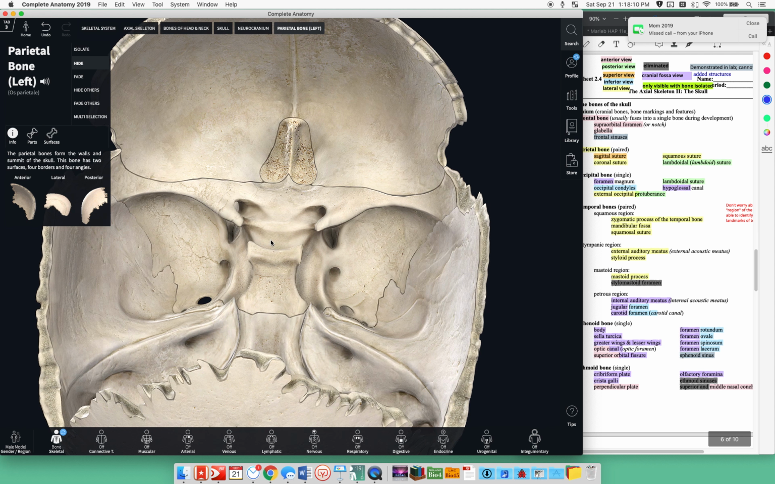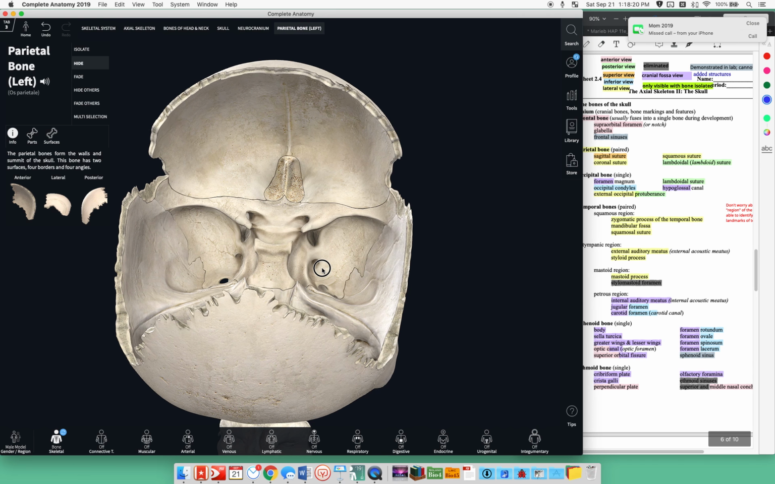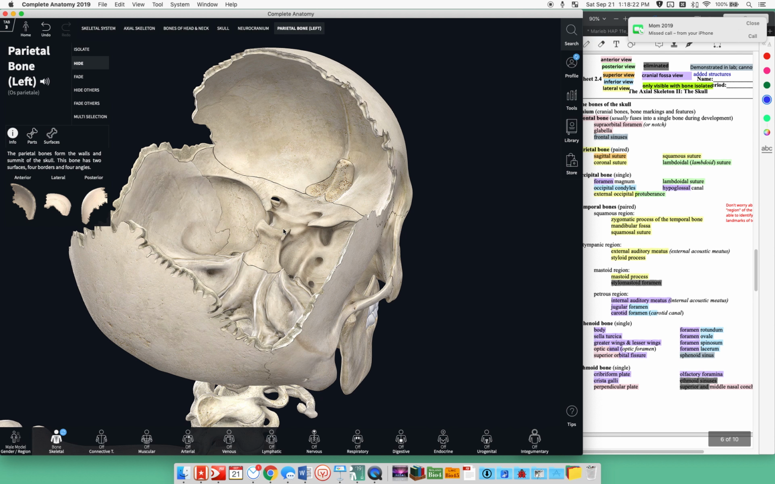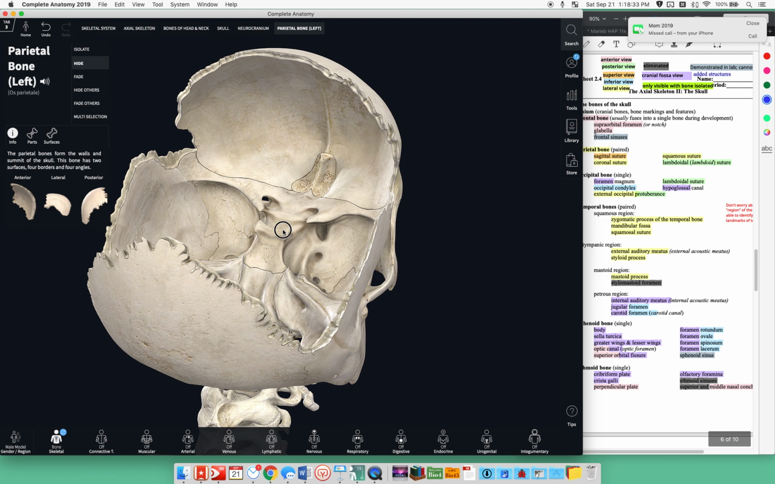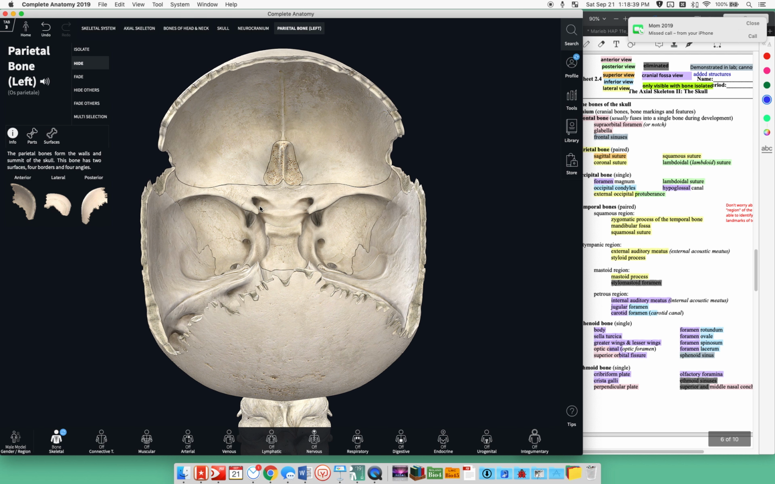Moving back, sphenoid bone: this is the lesser wing, and down here is the greater wing, shaped like a butterfly. Here, this saddle region is known as the sella turcica, meaning Turkish saddle. Anterolateral to that, you can see the optic canals.